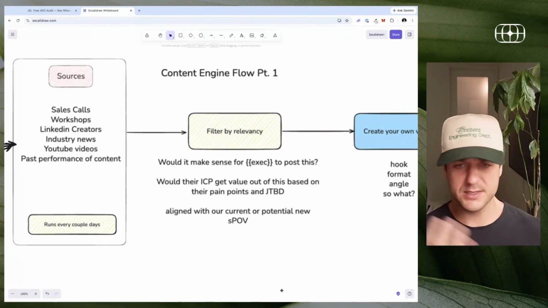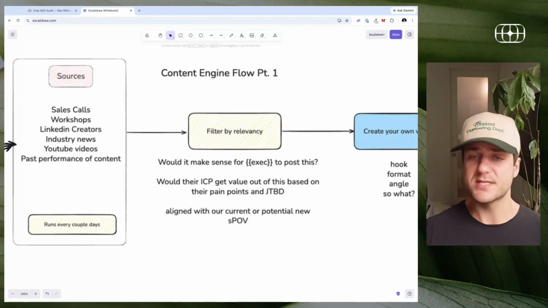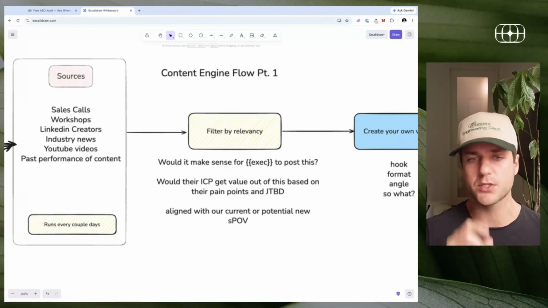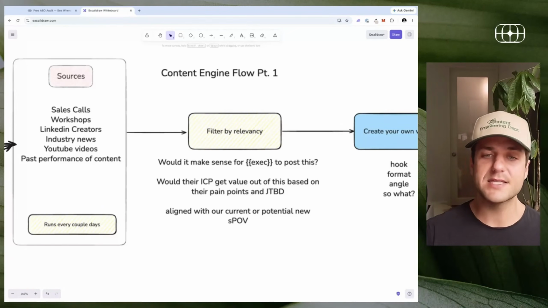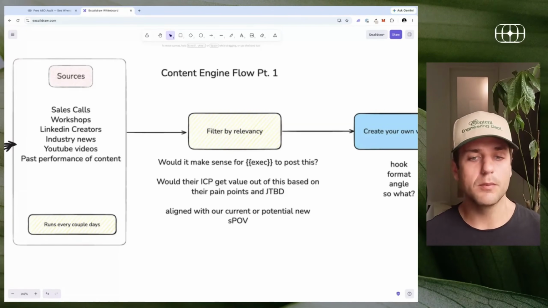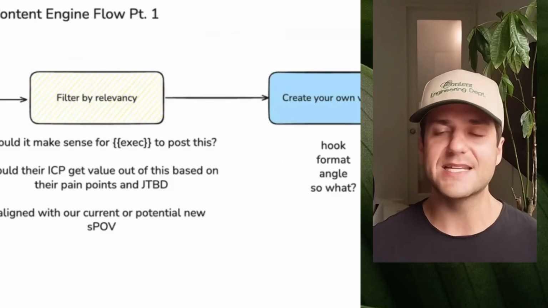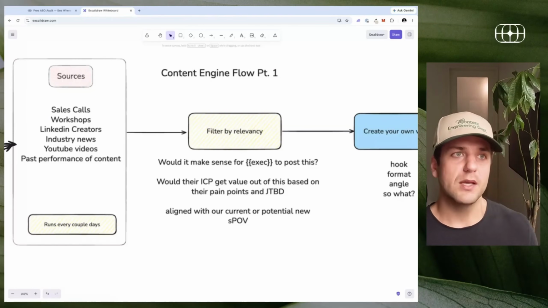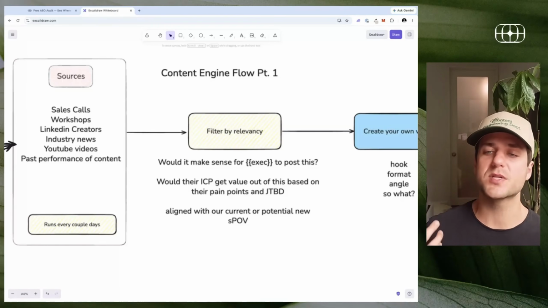So some things to qualify, right? Would it make sense if this is executive social? Would this make sense for our executive to talk about? Would the ICP get value out of it based off of their pain points and jobs to be done? Is it aligned with our current or potential new spiky points of view? Is this aligned with our content pillars, right? Maybe you are trying to push a specific narrative, right?